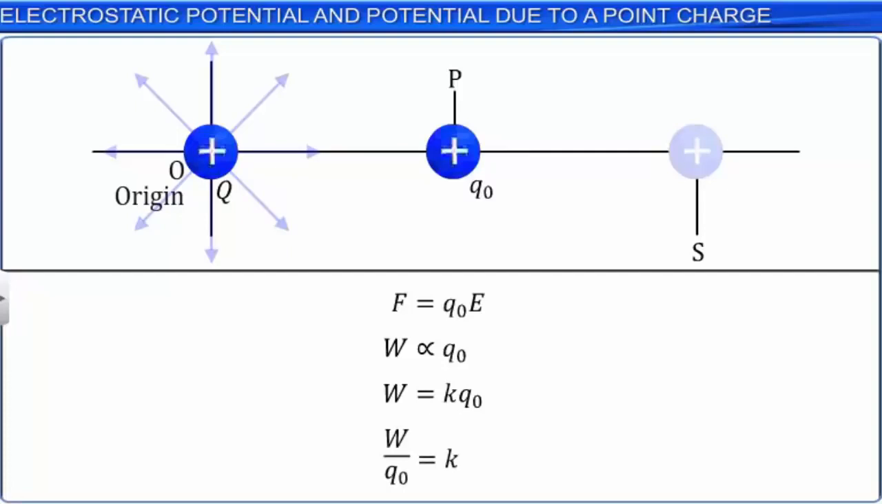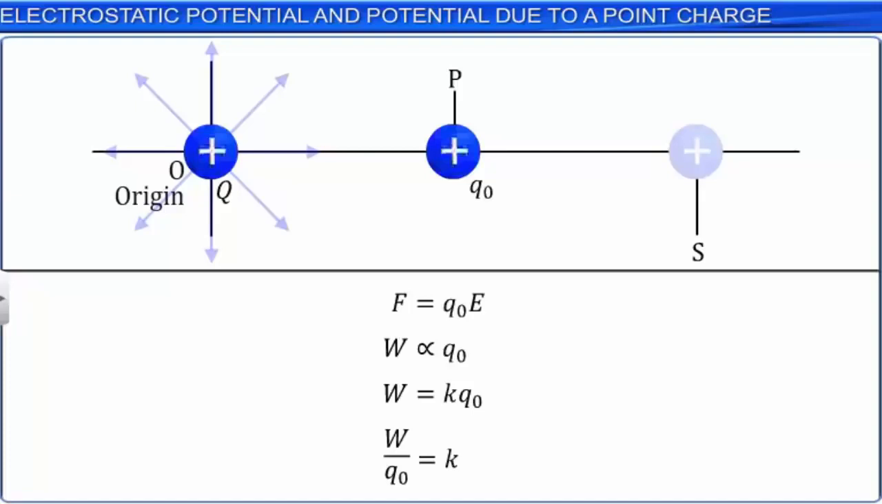Therefore, the resultant quantity obtained is independent of q naught. The work done per unit test charge is a characteristic of the electric field at that point due to the charge configuration, and is known as electric potential at that point in the electric field due to the charge configuration. The electric potential is denoted by V.